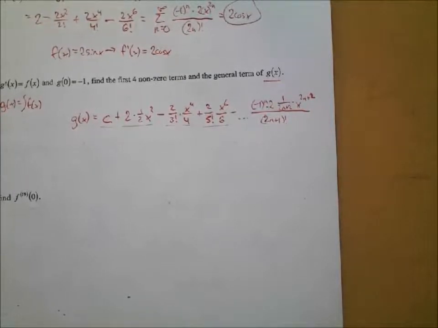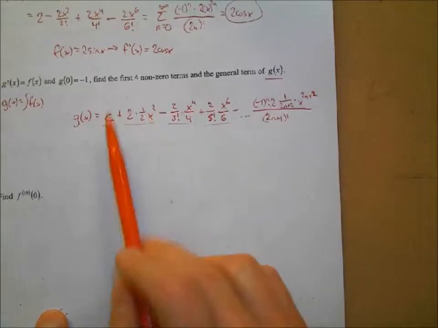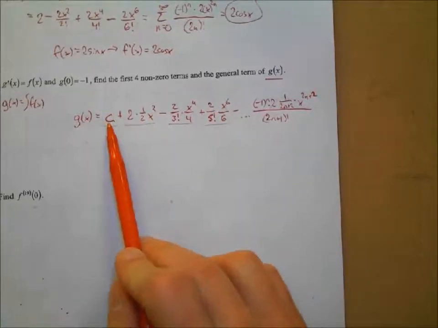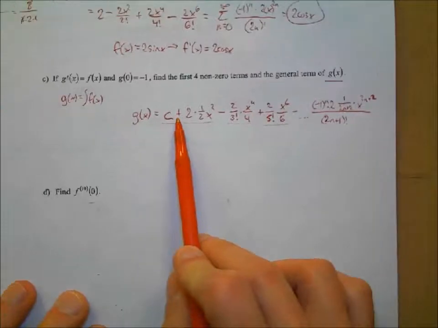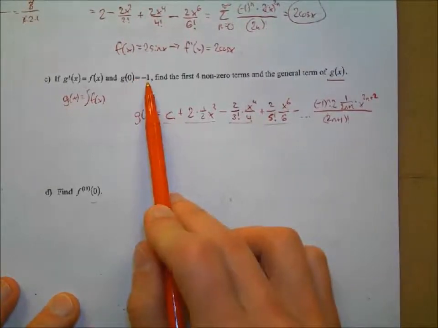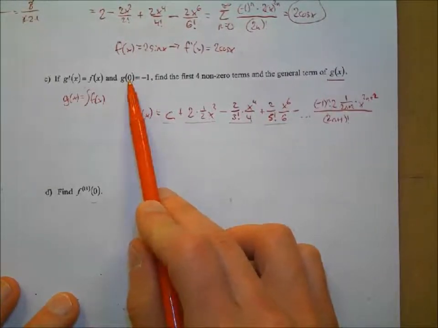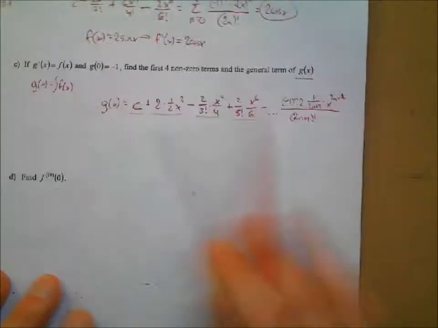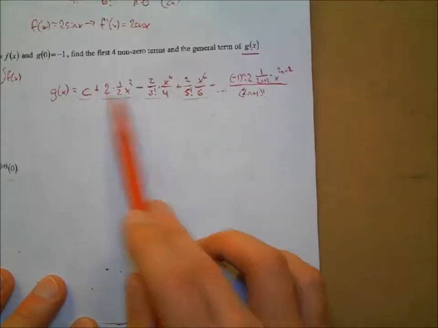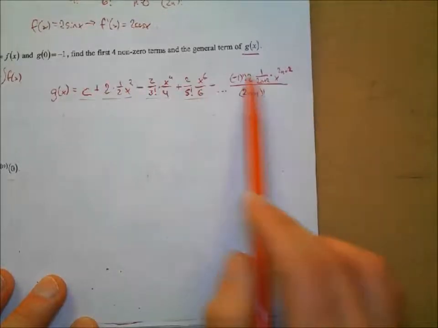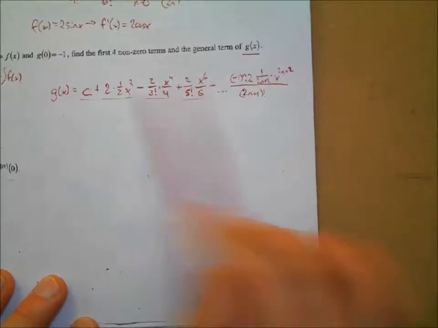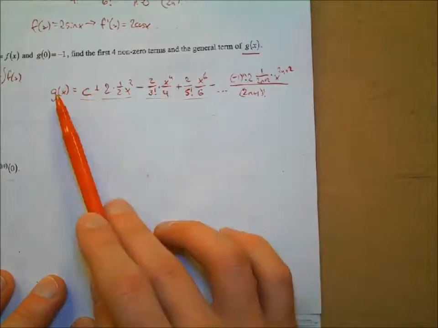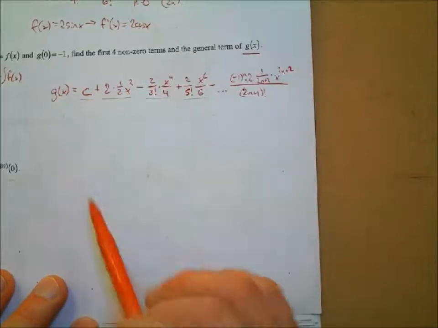Okay, so how do we figure out C? How do we normally figure out C? What piece of information are we going to use here? G of 0 is negative 1. Okay, so that means we're going to plug in 0 where? For x, right? G of 0 is negative 1. So all these x terms are 0, there's an x in here, 0. Everything in here is 0 except for the c. And what's it got to equal? So what is c? It's just negative 1.